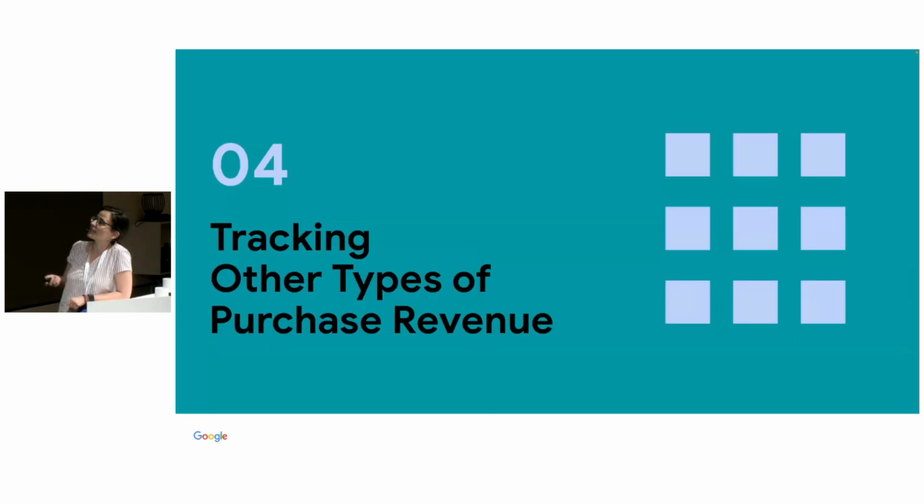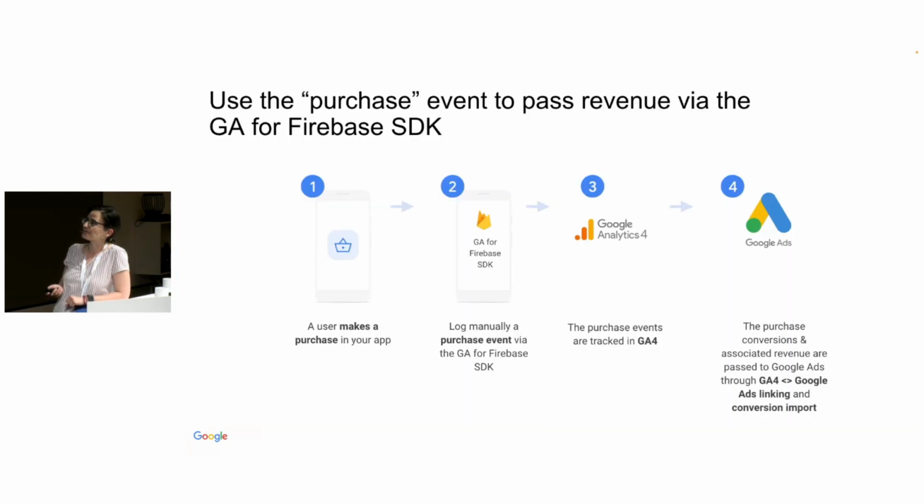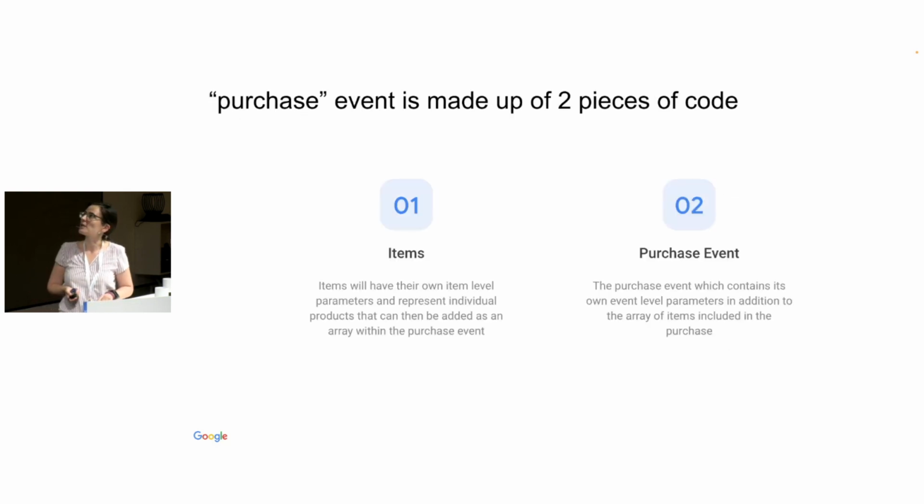Okay, looking at tracking other types of purchase revenue. Normally, our clients use the purchase event, actually really called purchase, to pass the revenue with the GA4 Firebase SDK. And again, the flow, I think, is pretty clear. User makes a purchase, you have to tag the app where the purchase is made, so that the event is later shown in GA4, and again with the Google Ads linking and conversion import, it shows in Google Ads as well.